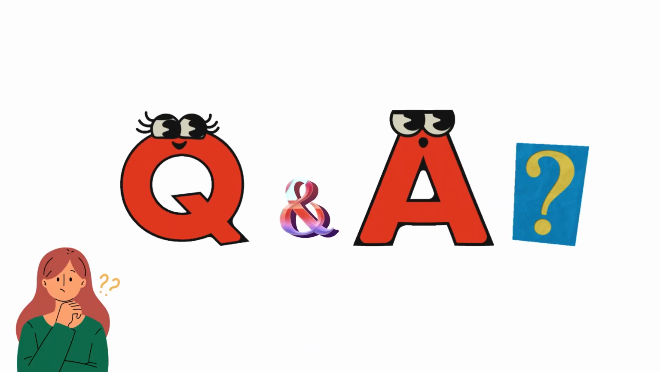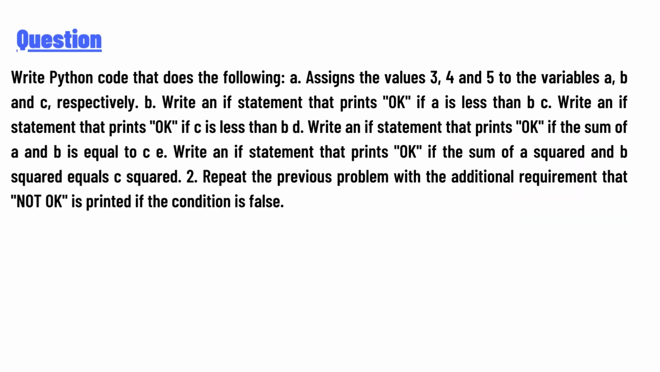So our today's question is: write Python code that does the following: A. Assigns the values 3, 4, and 5 to the variables A, B, and C respectively. B.